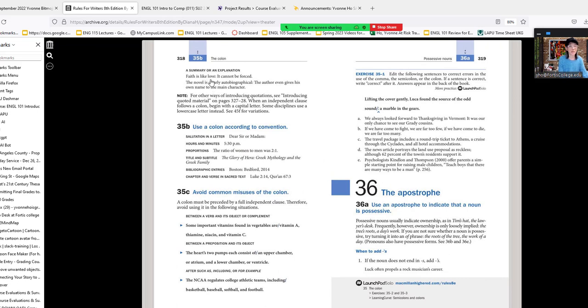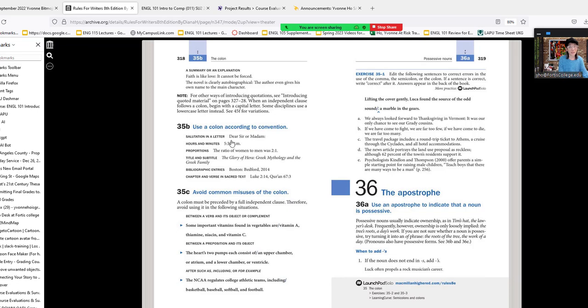Faith is like love, colon. It cannot be fixed. The novel is clearly autobiographical, colon. The author even gives his own name to the main character. Use a colon according to convention.